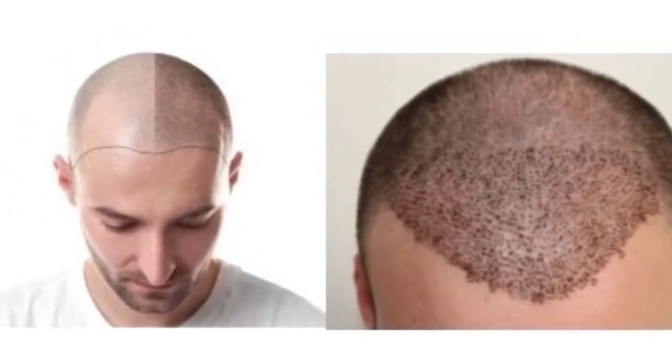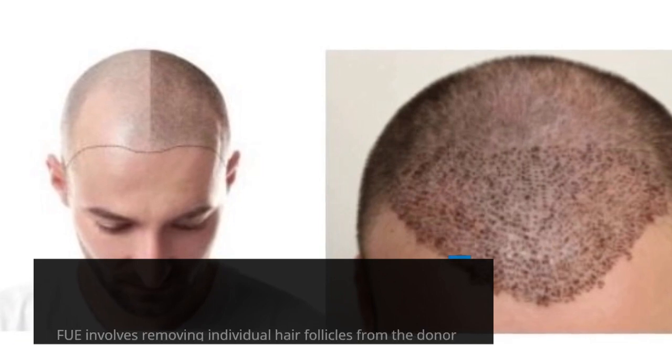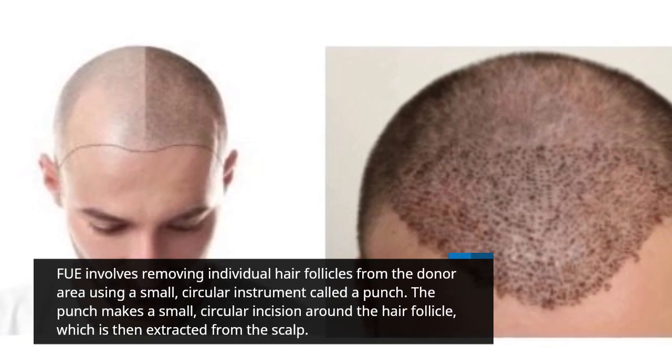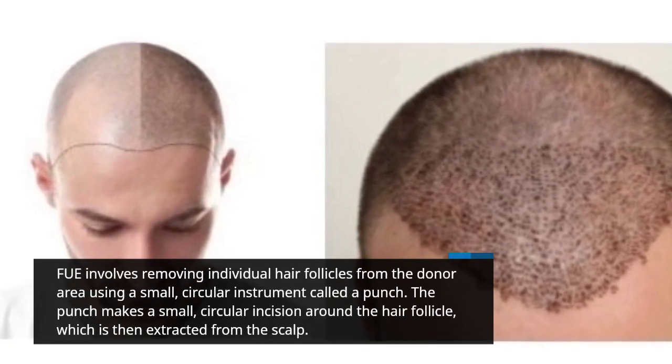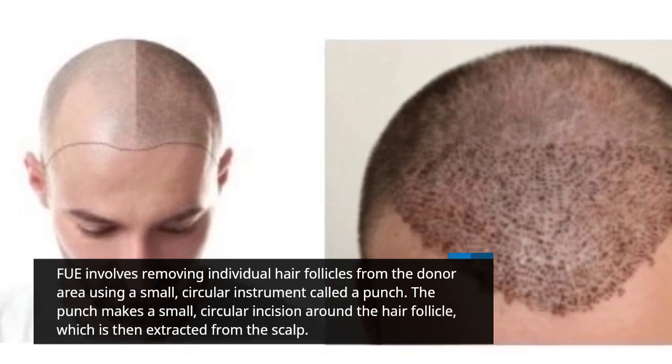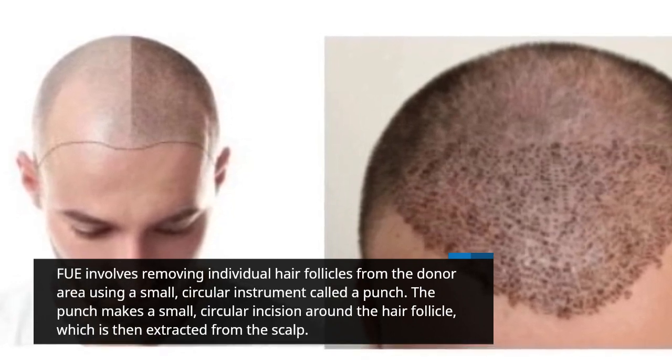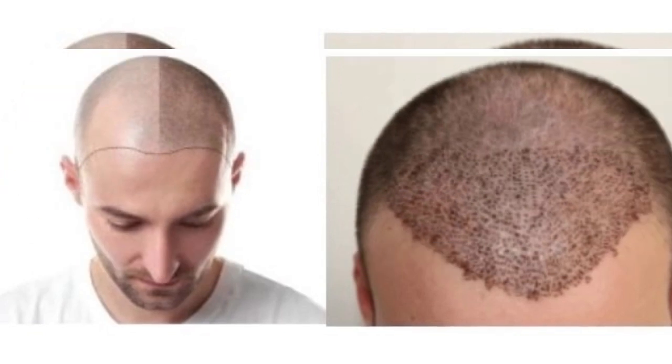FUE involves removing individual hair follicles from the donor area using a small, circular instrument called a punch. The punch makes a small, circular incision around the hair follicle, which is then extracted from the scalp.